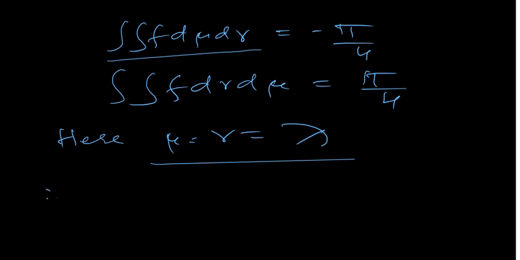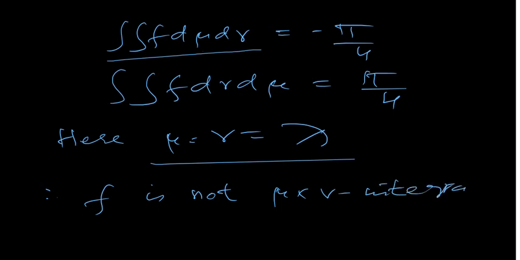So therefore you can see the function f is not mu cross nu integrable. Because if it were mu cross nu integrable, then by Fubini's theorem, these integrals must be equal. So this is an example of a function which is not mu cross nu integrable. So in the next lecture, we'll prove these two theorems. One is Fubini's theorem and second is the Tonelli theorem. This Tonelli theorem is just the converse of the Fubini theorem. That we will do in the next lecture.